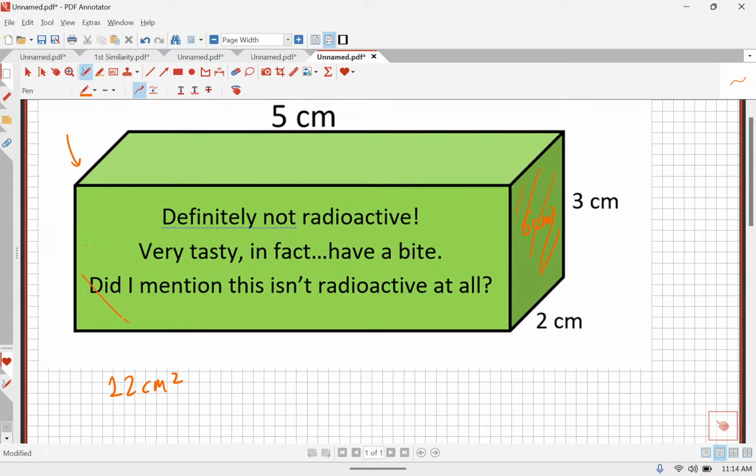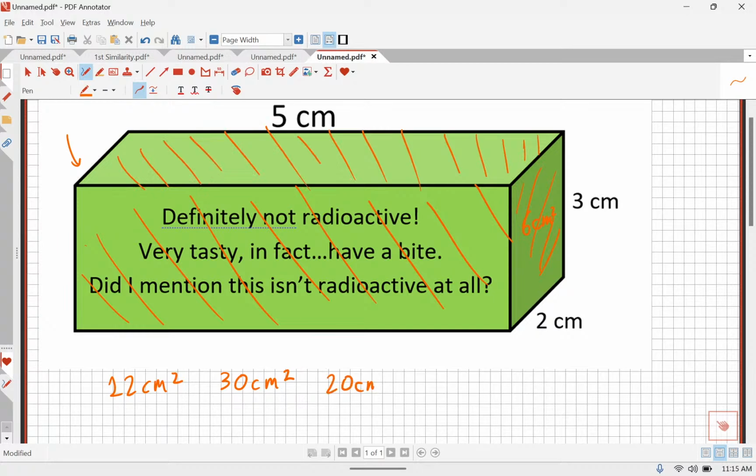The front, the part with the label, very good. And what was the area of that guy? 15 centimeters squared, and there's 2 of them, so a total of 30 centimeters squared. Very good. And then what about the last part? What's the last part? Yeah, and then we have to do what with that? 20 centimeters squared. Very good.